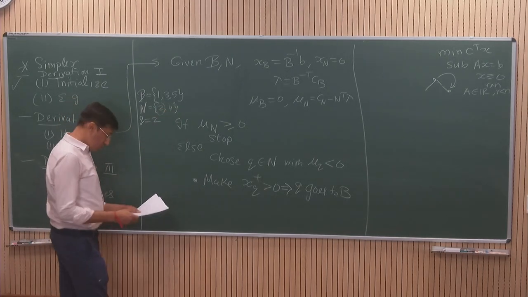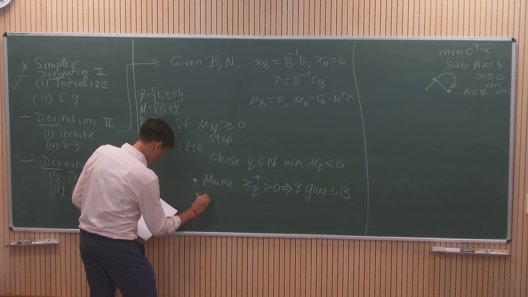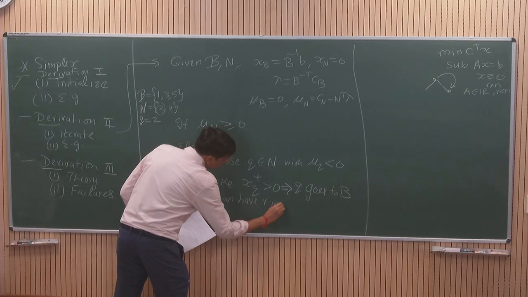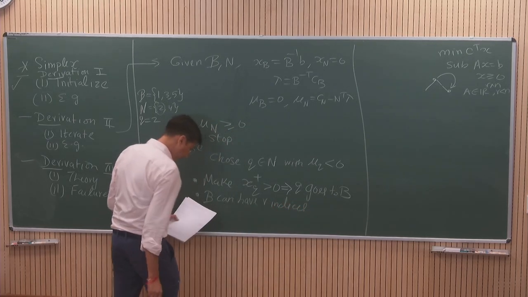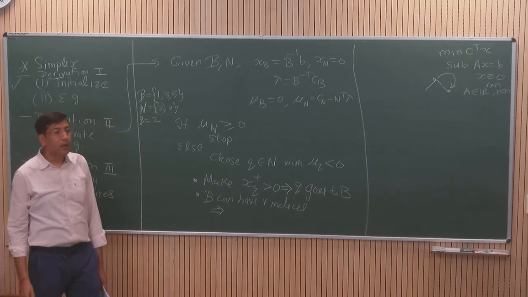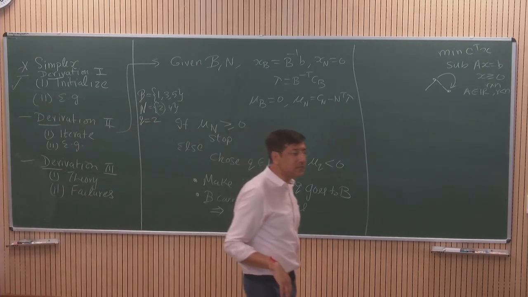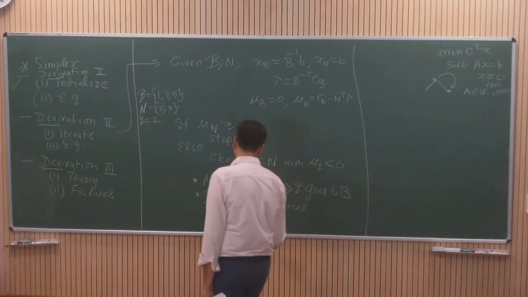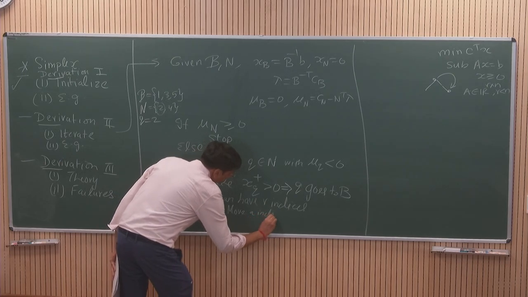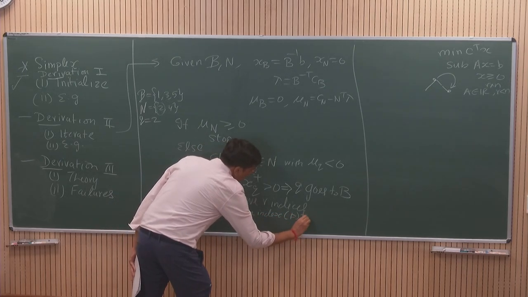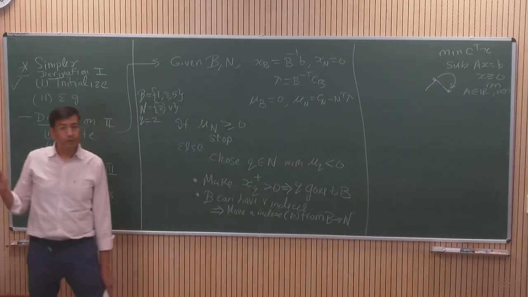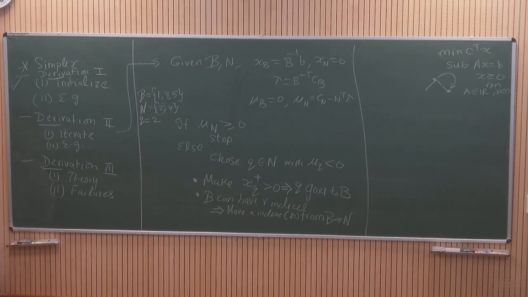Correct? So the next thing is B can have r indices. So we have to move an index out of the B set and into the n set. To move the index out of the B set into the n set, let's say that index is p, from the B set to the n set. Everybody agrees? This is what we'll have to do.